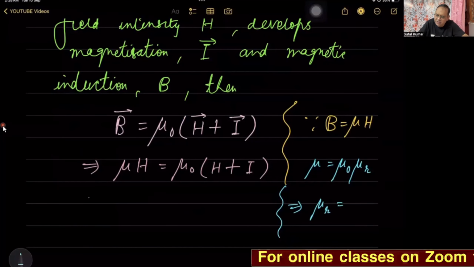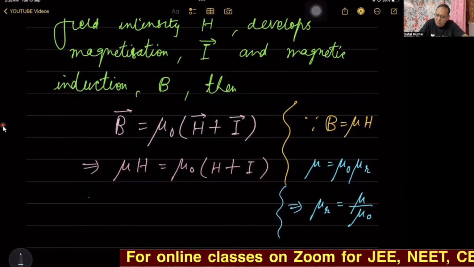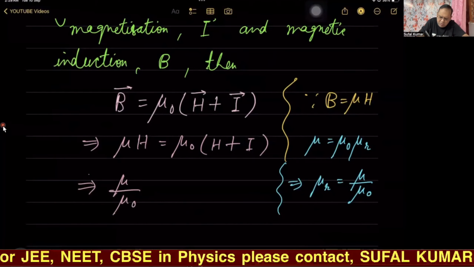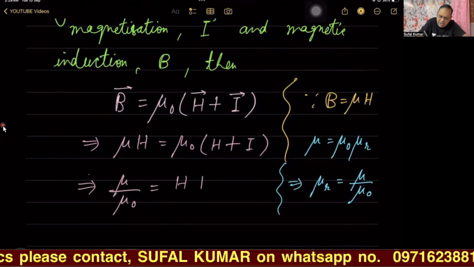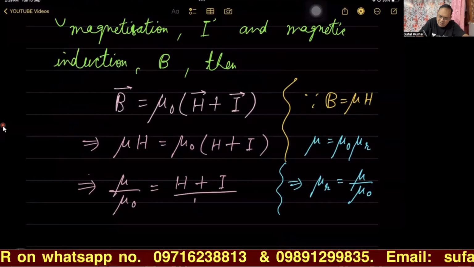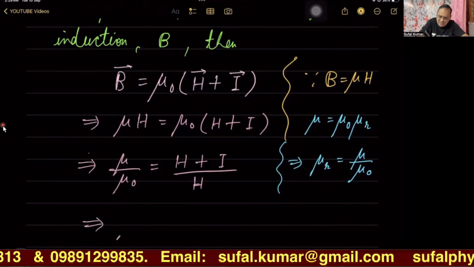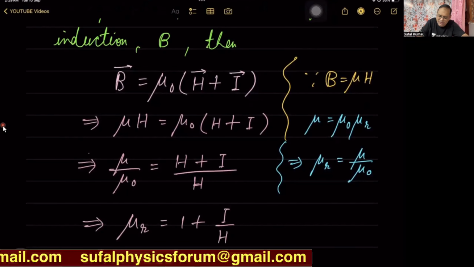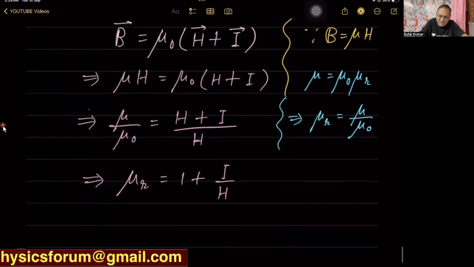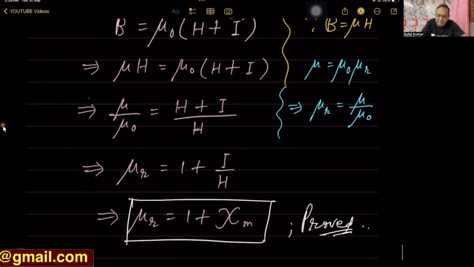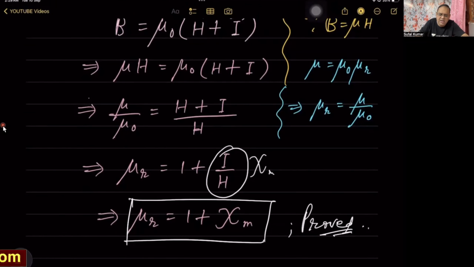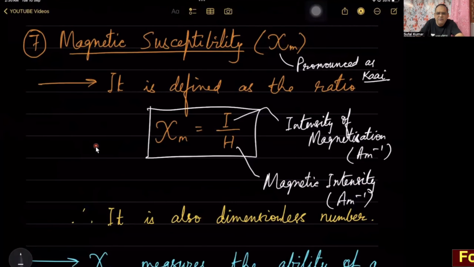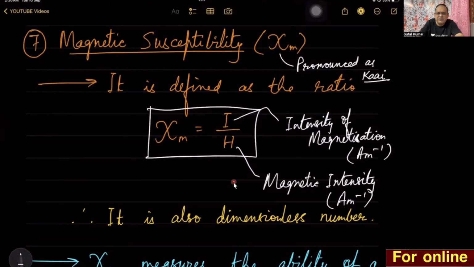So mu R is mu upon mu naught. Then we can replace mu upon mu naught with H plus I upon H. It implies that mu R is 1 plus I by H, and I by H is chi m, proved. And here this was chi m. Let us again see, already we have had this discussion.